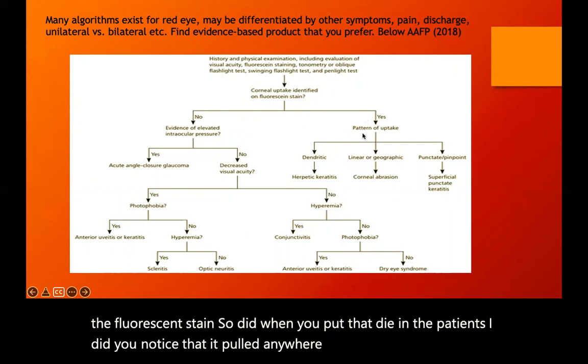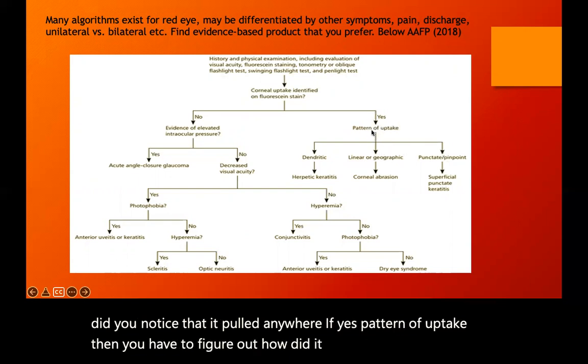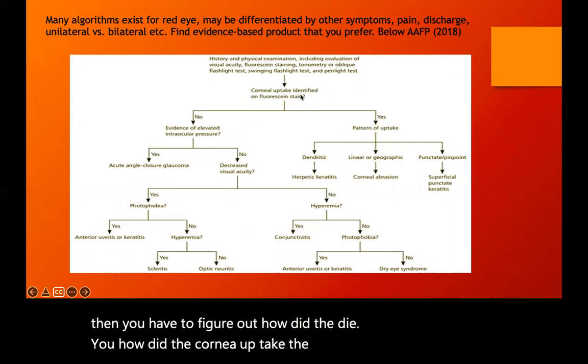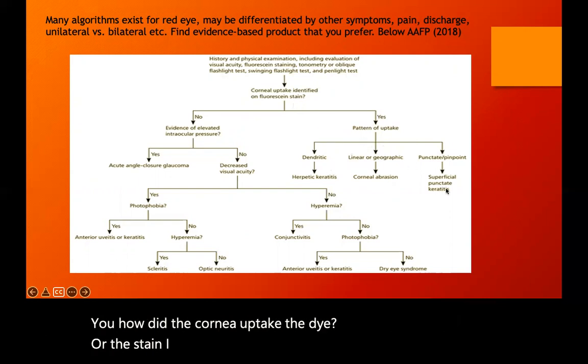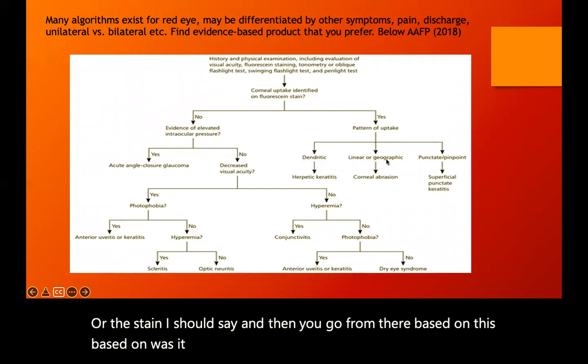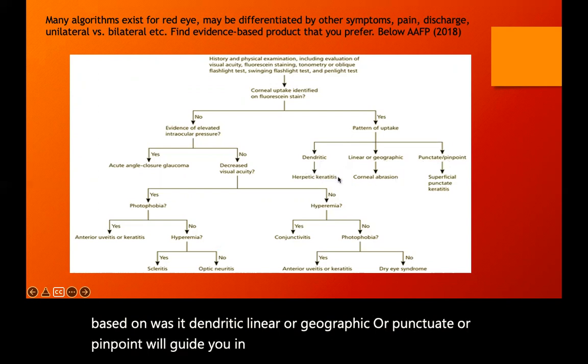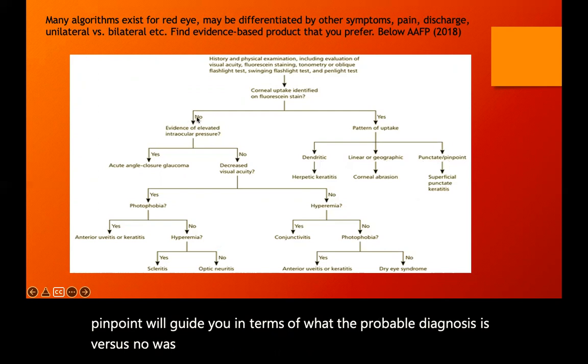If yes, pattern of uptake, then you have to figure out, well, how did the cornea uptake the dye, or the stain, I should say, and then you go from there. Based on was it dendritic, linear or geographic, or punctate or pinpoint, will guide you in terms of what the probable diagnosis is. Versus no, was there no uptake of the stain?